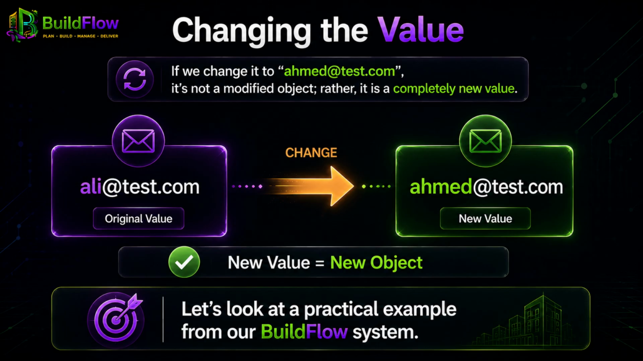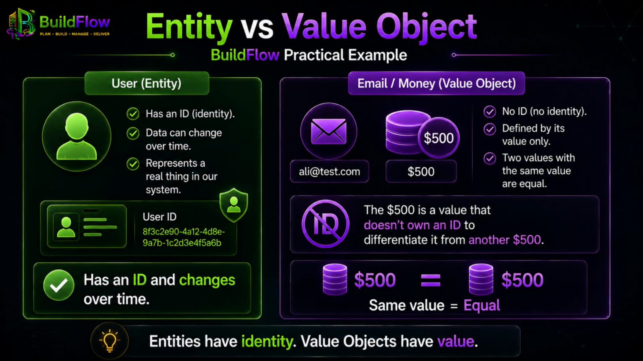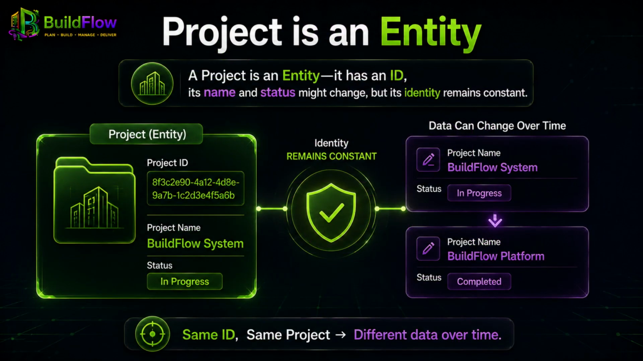Let's look at a practical example from our BuildFlow system. A user is an entity. It has an ID, and its data changes over time. An email, or money like $500, is a value object. The 500 is a value that doesn't own an ID to differentiate it from another $500. A project is an entity. It has an ID. Its name and status might change, but its identity remains constant.